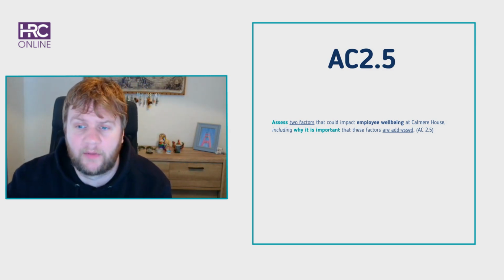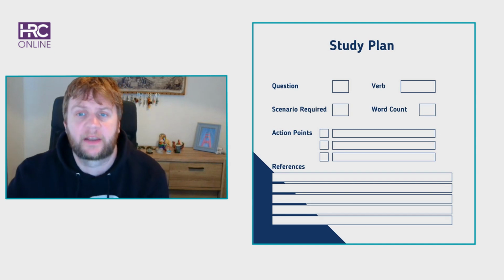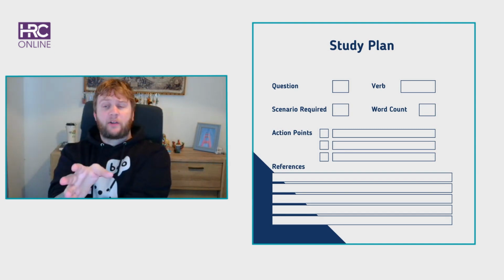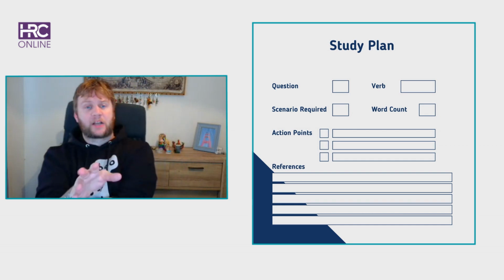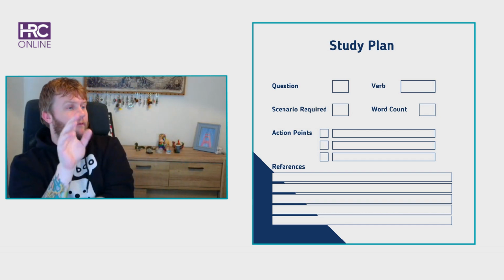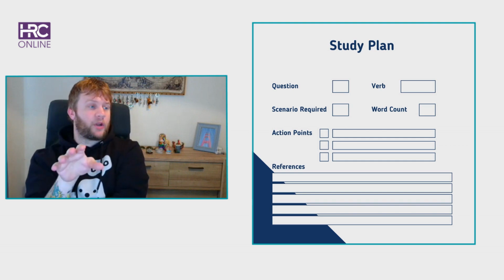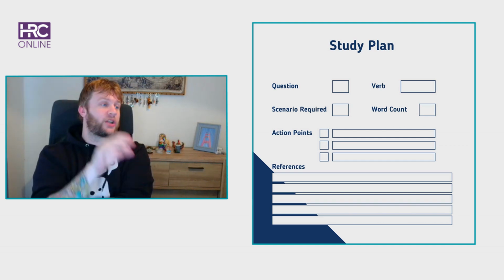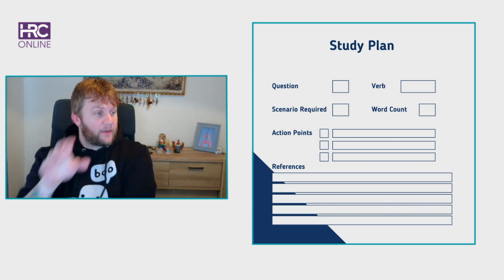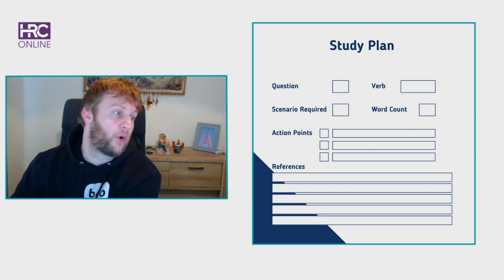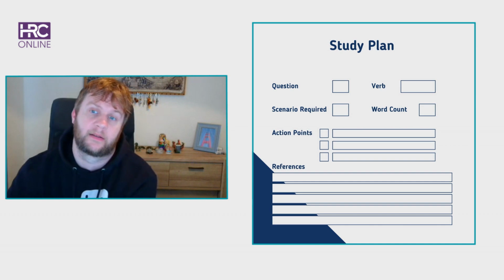So as always, we give you a bit of an idea of an answer plan for this particular thing. So question, AC 2.5, your verb is assess. Scenario required, yes, your word count's 380. Action point 1 is factor 1 that is impacting employee well-being and why it's important. Action point 2 is factor 2 that is impacting employee well-being, including why it's important that it's addressed.